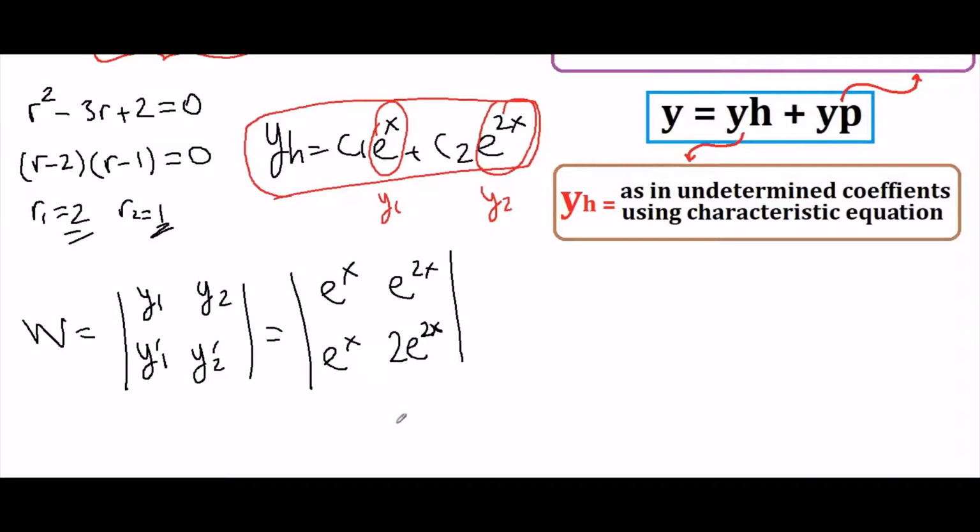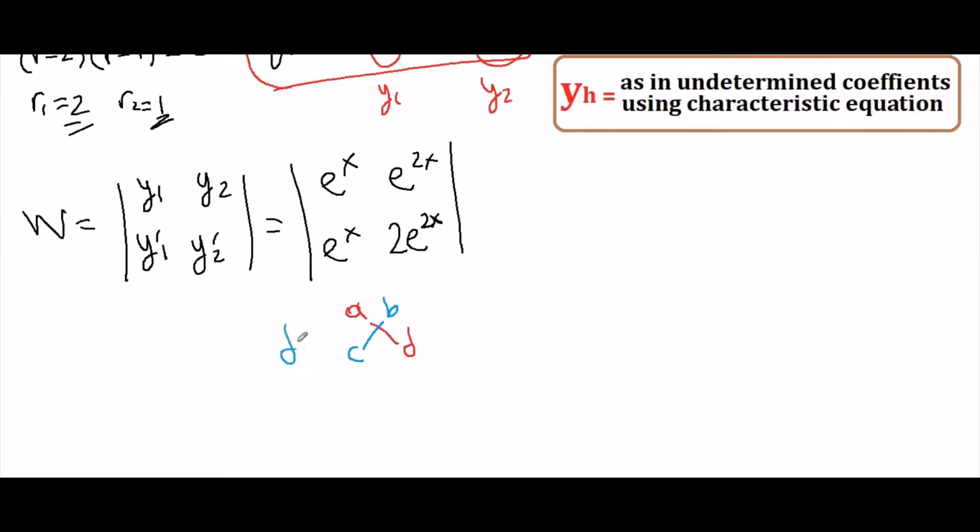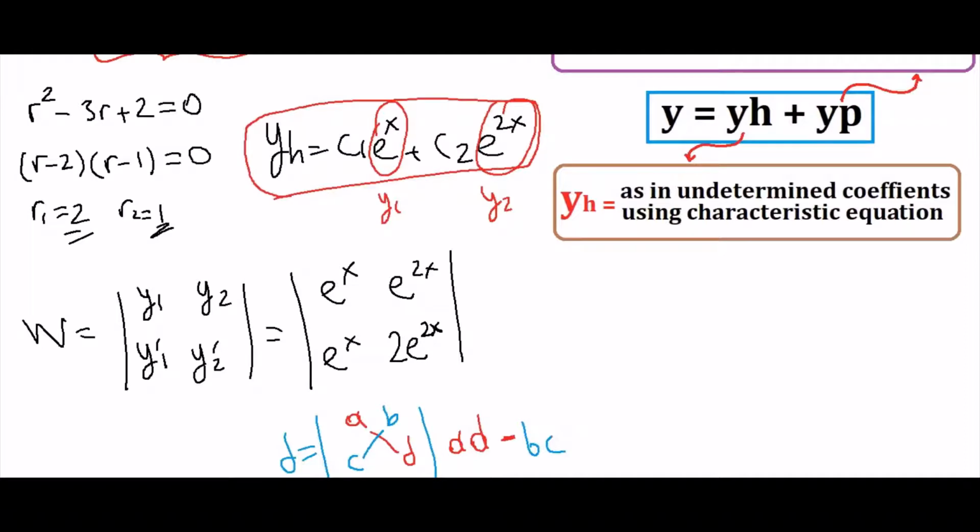When we are taking a determinant, it is entry A times entry D minus entry B times entry C. So the determinant is equal to A times D minus B times C. So we're going to do the same thing here. So red diagonal minus blue diagonal.